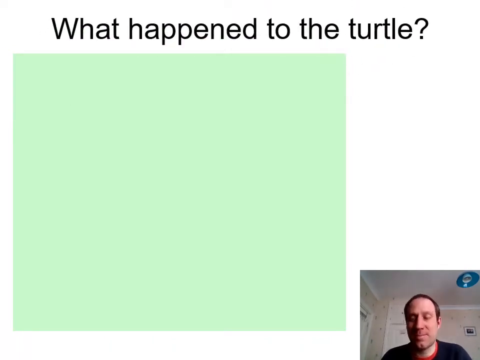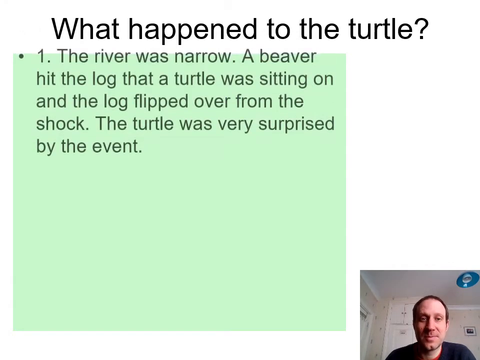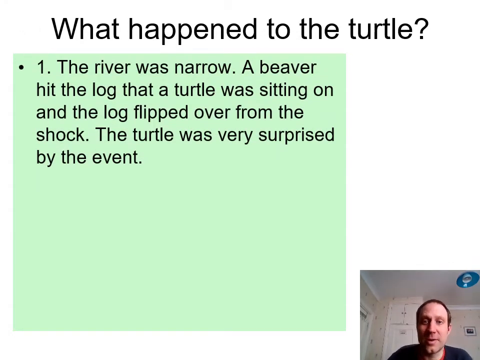And I've got a few examples of this for you. So, what happened to the turtle? The river was narrow. A beaver hit the log that a turtle was sitting on, and the log flipped over from the shock. The turtle was very surprised by the event. So what's happened to that turtle? Presumably, he's sitting on the log, and the log flipped over. He presumably went flying, so no wonder he's surprised about the event.